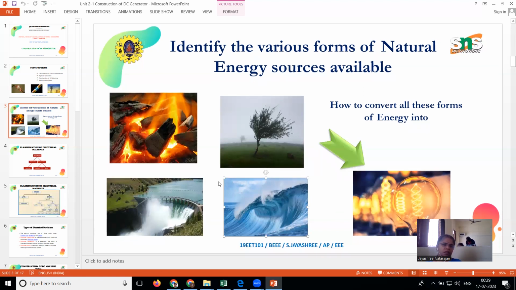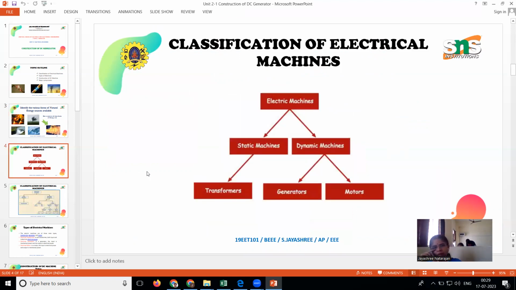So identify the various forms of natural energy sources. Here wind is a natural source, water is a natural source, tide is a natural source. All right. So look into this picture. Then coming to classification of electrical machines. In this topic, we are discussing the DC generator mainly. Before that, I will look at how machines are classified.